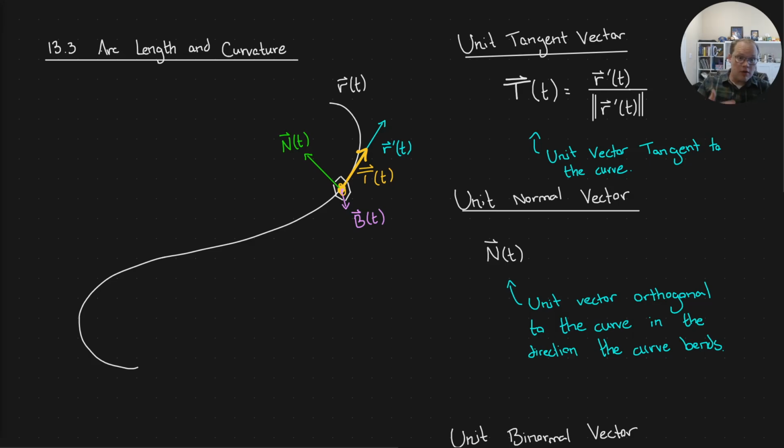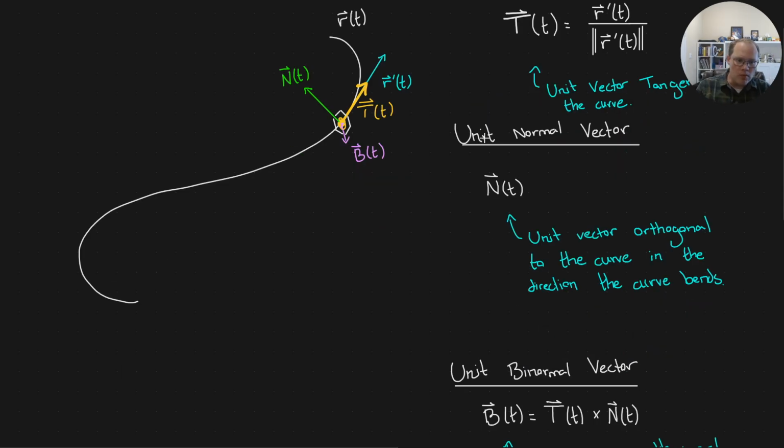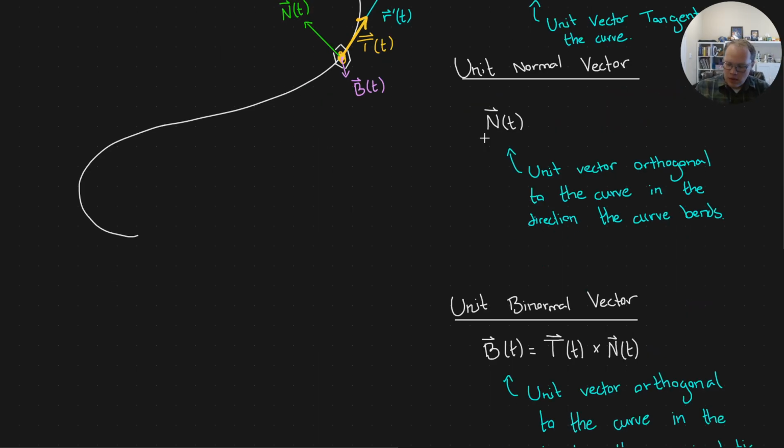Okay, so let's talk about the formulas for these. Now, we already have a formula for the unit tangent vector. That one's easy. We already have a vector pointing in the right direction, right? Given any parameterization, if you take the derivative, it gives us a tangent vector. I just normalize it to get a unit tangent vector, okay? But what about the normal and binormal vectors?